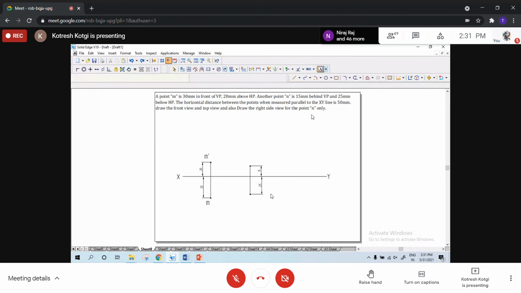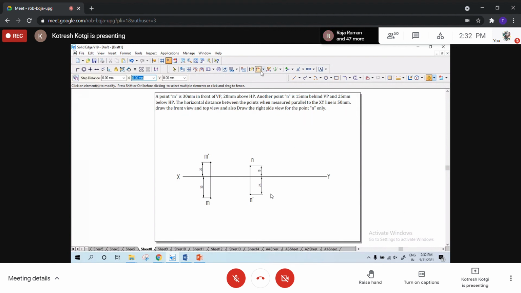Now I should name it N and N dash. Now N is the top view. Should I place it here? Is it right? And front view here, because it is in the third quadrant. Am I right? Yes, sir.